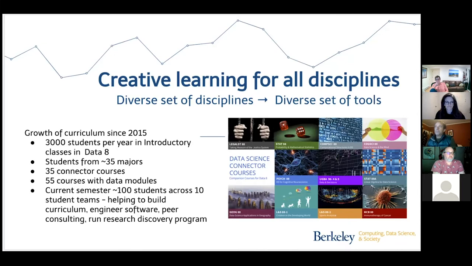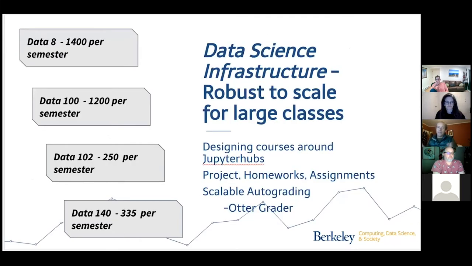So the big thing is this delivery of an infrastructure. They can teach these huge classes that have 1,400 people in a class because there's this really amazing, elastic, scalable, open source software. There's a JupyterHub for everyone at UC Berkeley. You just log on with your same credentials. So they've been able to build the core classes of our major, Data 8 to Data 100. Data 102 is machine learning.